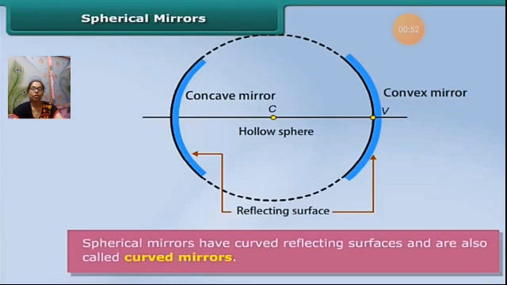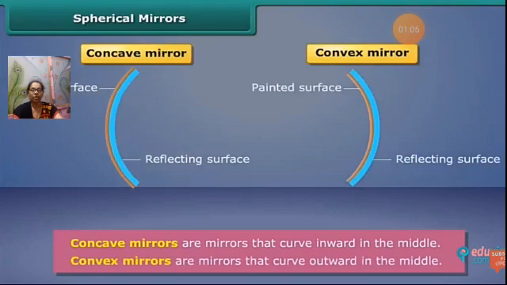Now we are going to learn about spherical mirrors. Spherical mirrors have curved reflecting surfaces and are also called curved mirrors. There are two kinds of spherical mirrors, namely concave mirrors and convex mirrors. Concave mirrors curve inwards in the middle, whereas convex mirrors curve outwards in the middle. You can see on the screen both the mirrors, the concave mirror and the convex mirror.